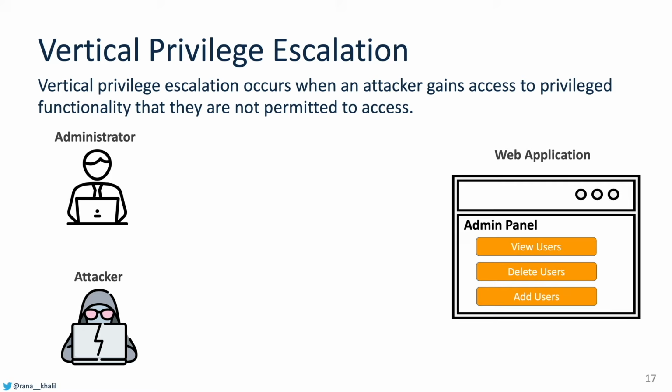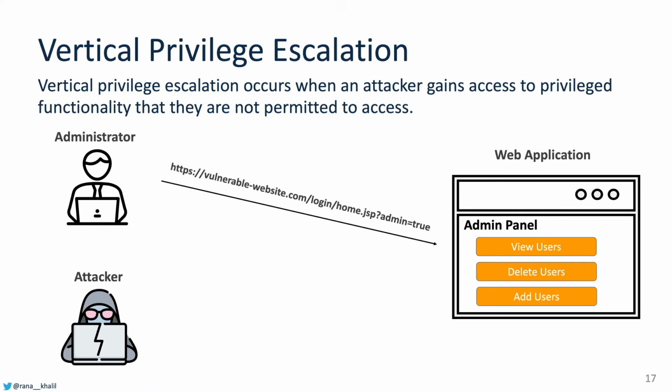So again, let's take a really simple example. Imagine you have an application that is used by both regular users and administrative users. If you're an administrator, you have access to the admin panel. If you're a regular user, you don't have access to the admin panel. And the way access to the admin panel is handled is again through a client-side parameter called admin.